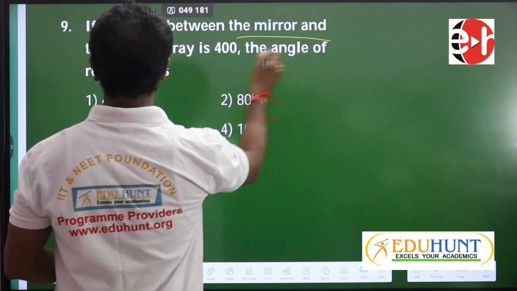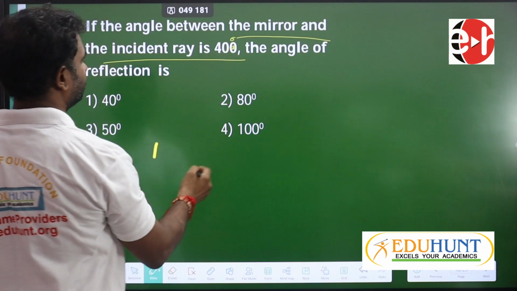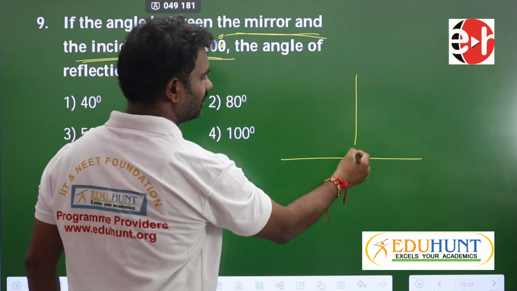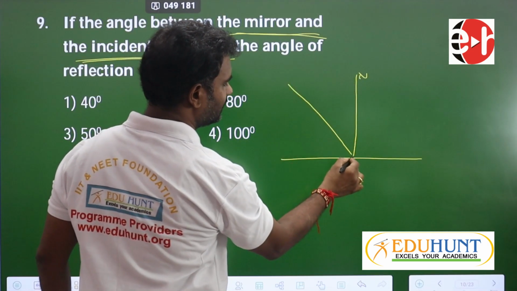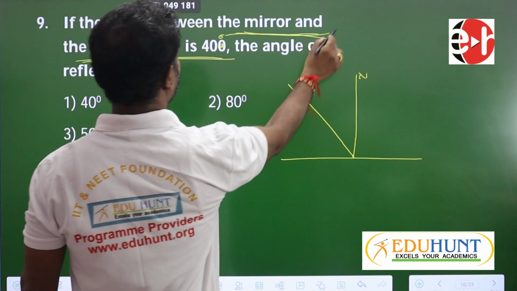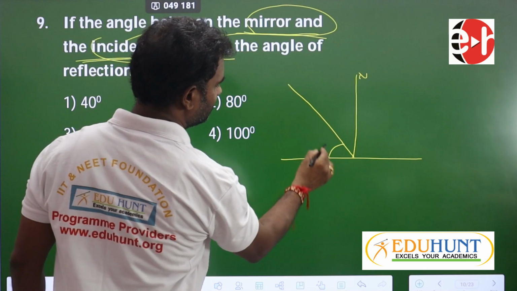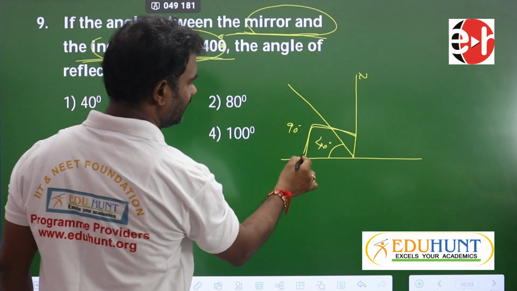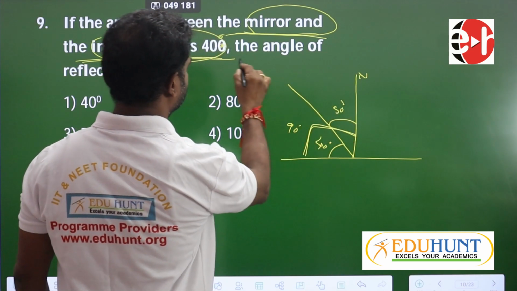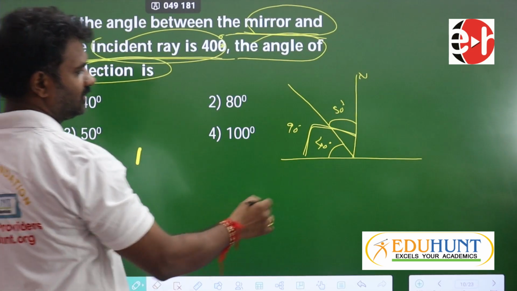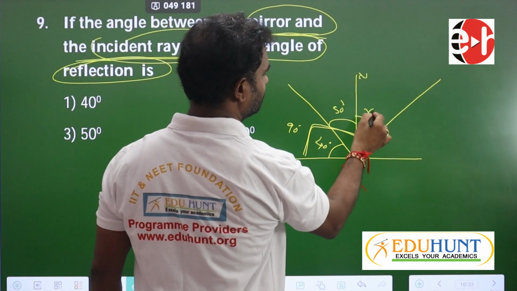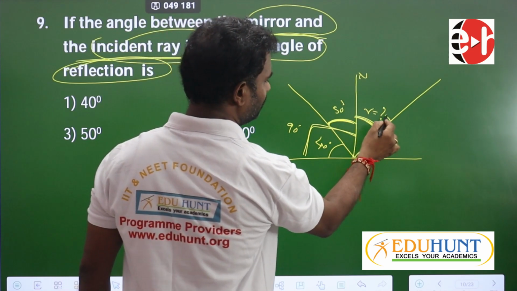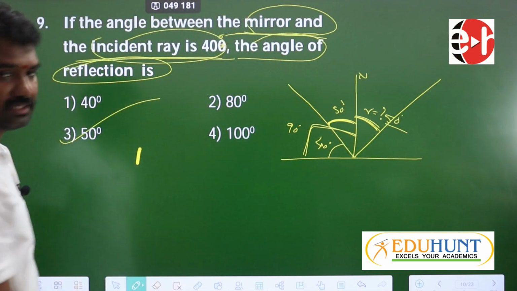The angle between the mirror and the incident ray is 40 degrees. This is our normal, this is our incident ray. He said that the angle between the mirror and the incident ray is 40, means this is 40. As you know, this total is how much? 90 degrees. If this total is 90, what is this? Obviously 50 degrees. The question is, angle of reflection is how much? Means he is asking about this. This R is equal to how much? As you know, if the angle of incidence is 50, the angle of reflection is also 50 degrees. This is our right answer.